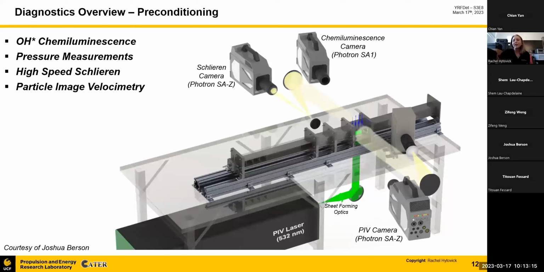And then really quickly, just the diagnostics we'll talk about today. As an overview, in the preconditioning regime, we use chemiluminescence, pressure measurement, Schlieren, and PIV. This is an overview of the setup that we used. We used 2 SAZs and an evergreen at 50 kilohertz. And then we have everything set up in a configuration that reduces angles as much as possible. Obviously, we can't make all of them go away, but we do get most of them minimized at least. And then we use an SA1 for chemiluminescence. So that's an idea of how we get our preconditioning diagnostics.